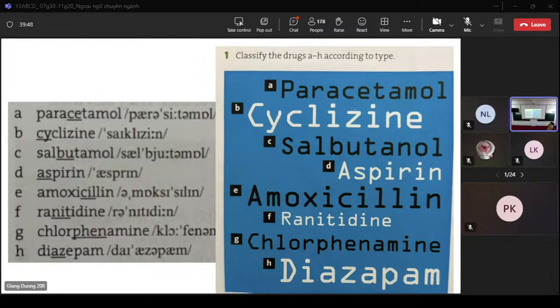okay, ranitidine, chlorpheniramine, diazepam. Right. Do you know when we use these medications? Do you know any of the medication here, of the medicines here?